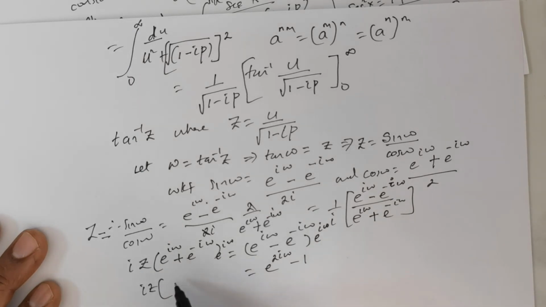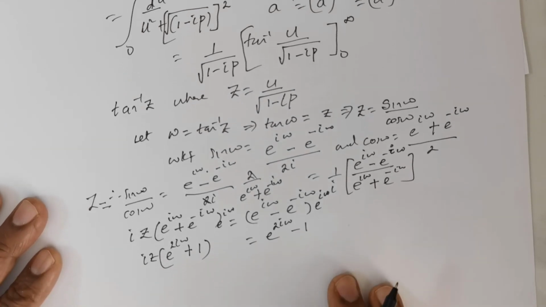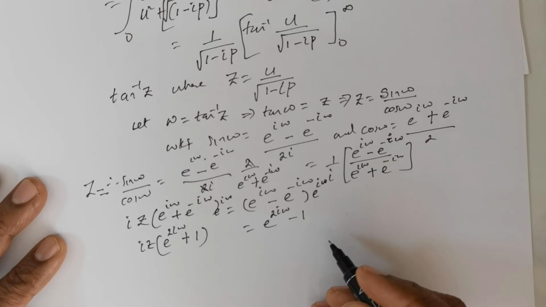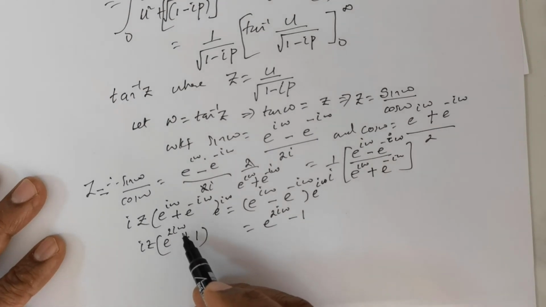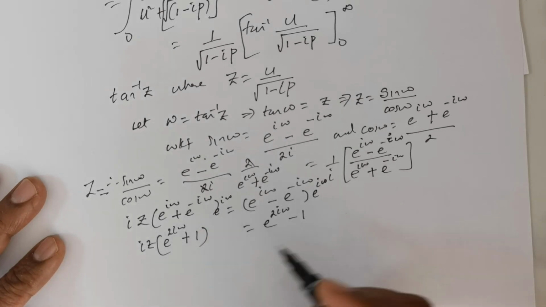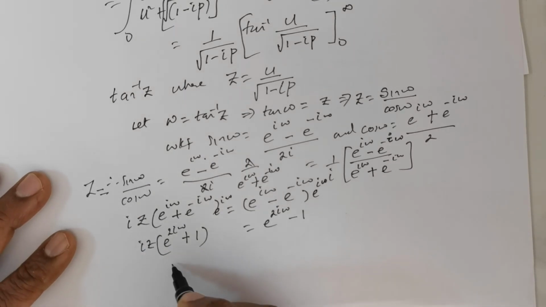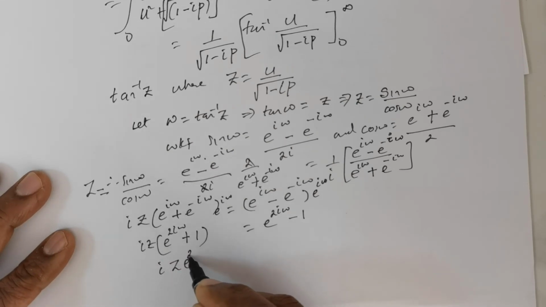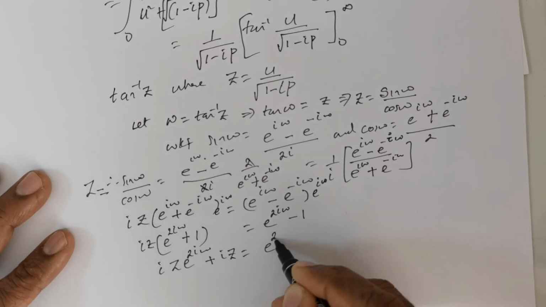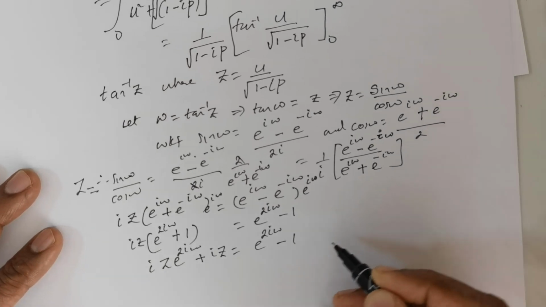This is going to give me e raised to the power of 2 times i omega. This is going to give me a positive 1. Okay, so I want to represent the quantity omega in terms of z. So let me just distribute and see what we are going to get. So this is going to be z times i, I'm going to distribute z, so 2i omega plus i times z is equal to e raised to the power of 2 times i omega minus 1.